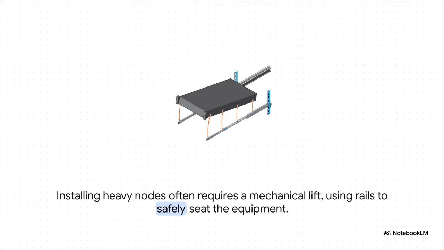Because a single server node can easily weigh over 60 pounds, installing one often takes a mechanical lift, like you see here. This lets a technician safely and precisely guide a super heavy server onto its rails without risking an injury or damaging the equipment.